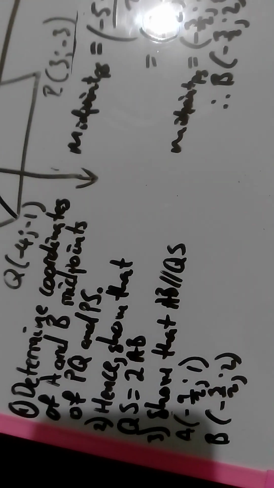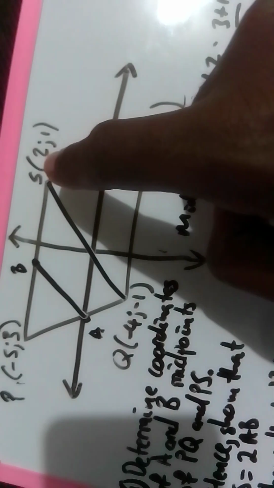Now, where do we find QS? QS is this line here. We've got Q, there we've got S, and this is where A and B are. So now they're asking us to prove that this line QS is clearly longer than this line AB, and we are told that QS is 2 times longer than AB. So for AB to be equal to QS, we have to multiply by 2. It's all in the equation.